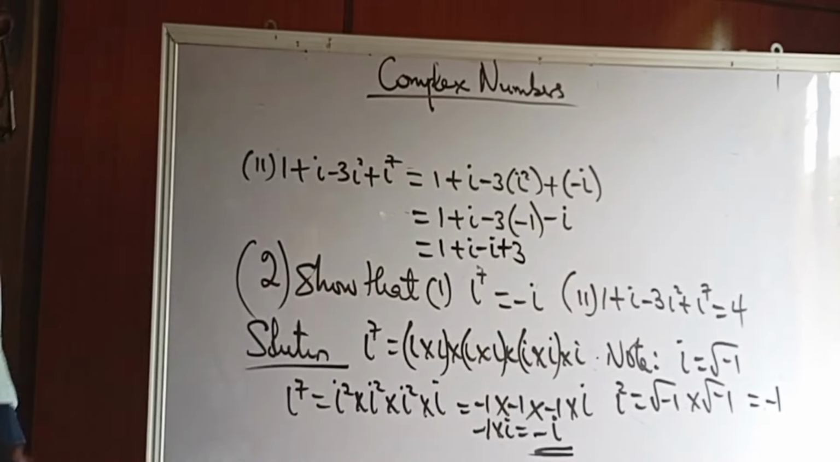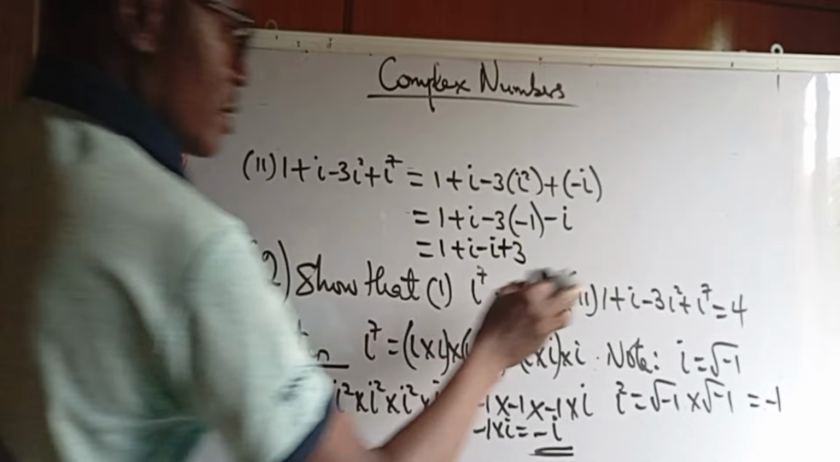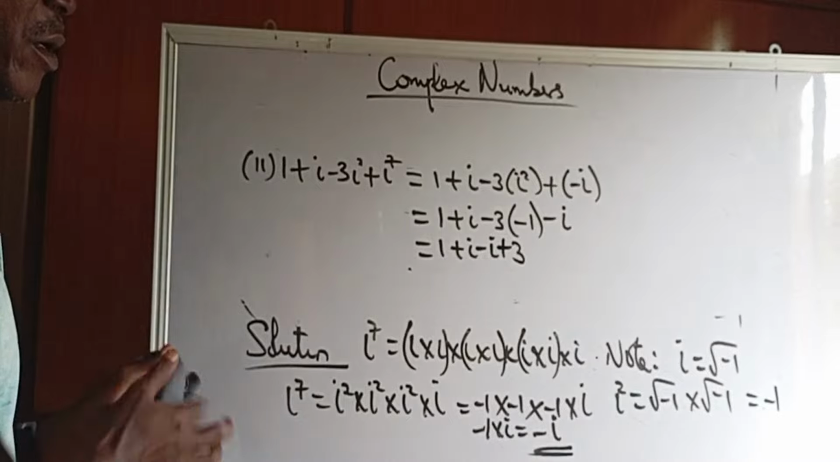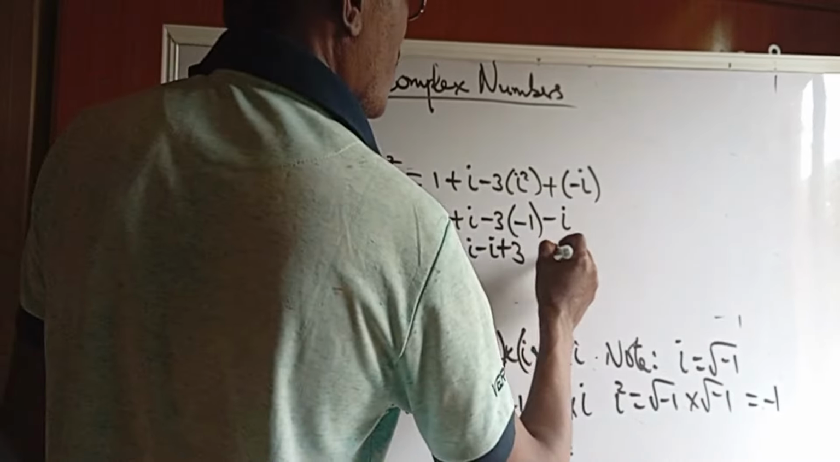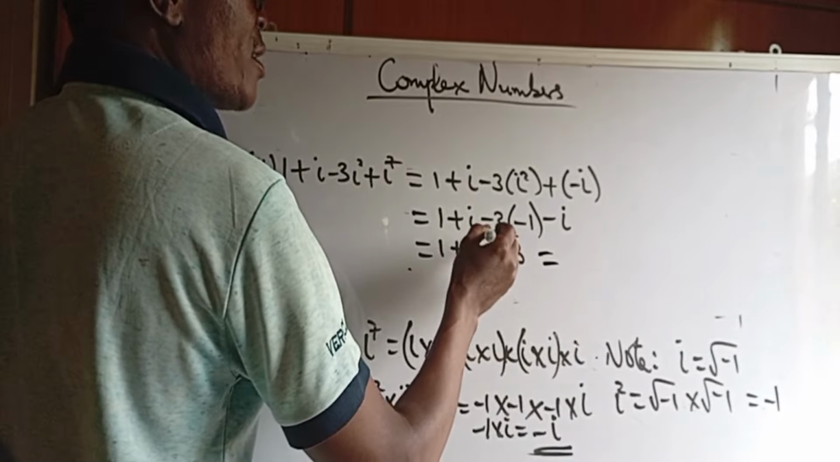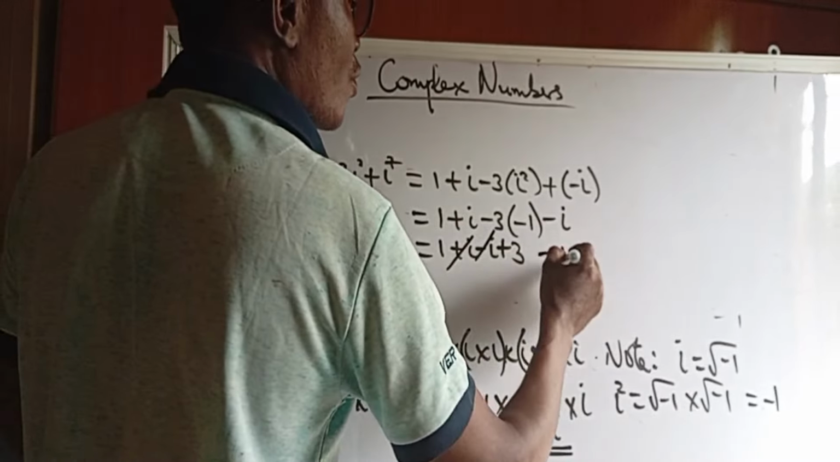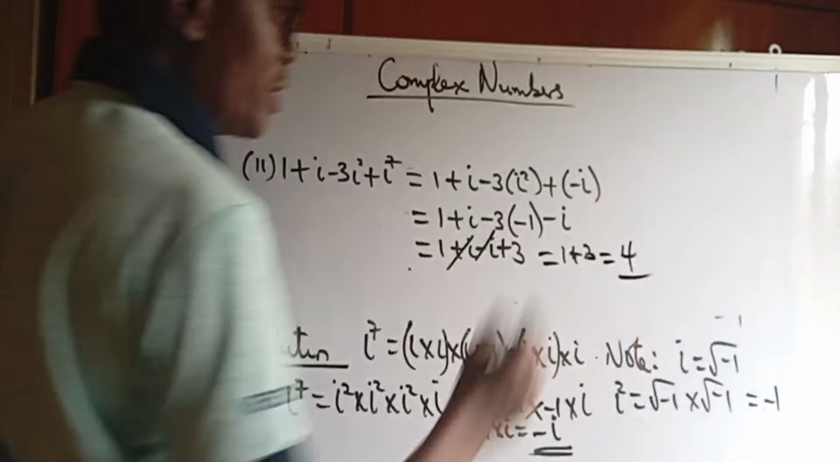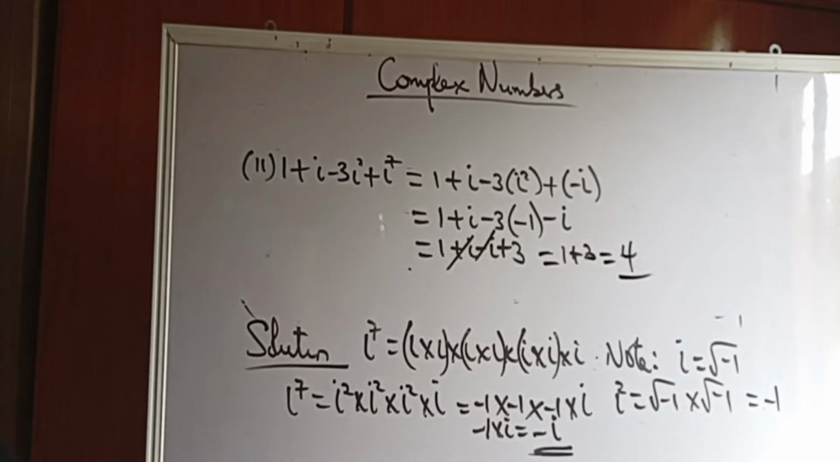Okay. Minus 3 times minus 1 is what? Plus 3. Beautiful. Now, how do we show this? We have minus i plus i. We cancel out. So we are left with what? 1 plus 3, and 1 plus 3. That is 4. Beautiful. So we have been able to show that that expression is actually correct.